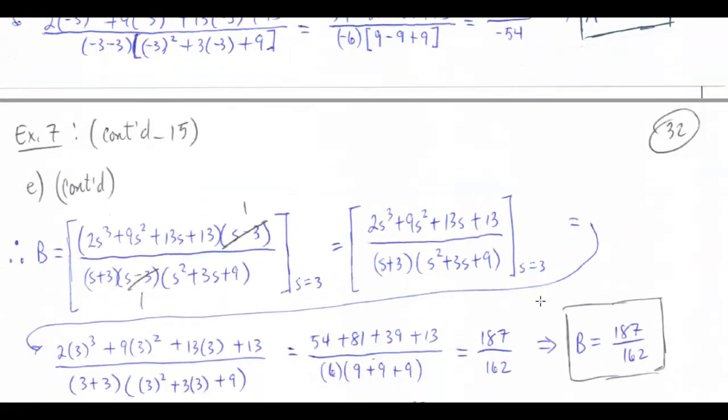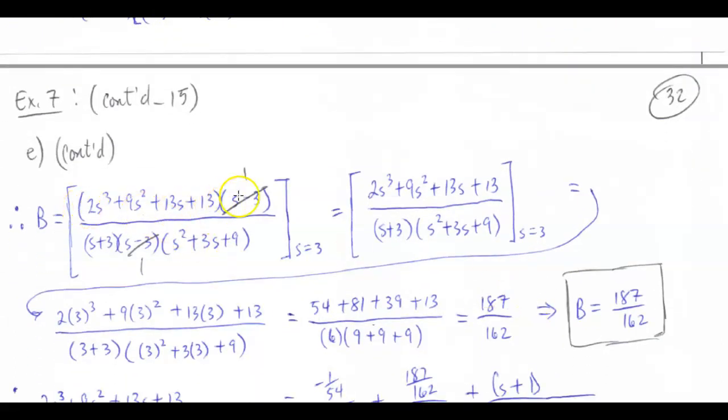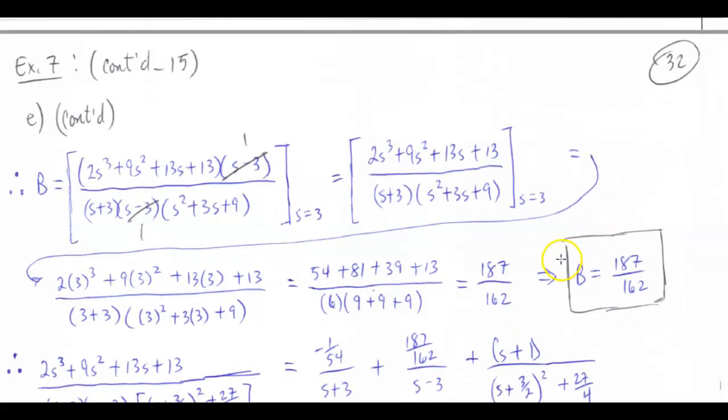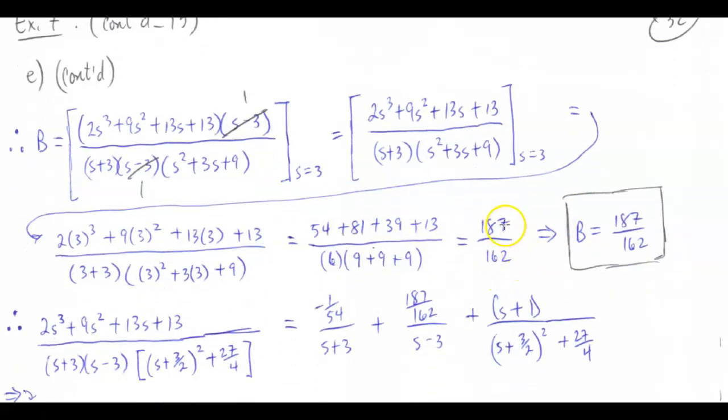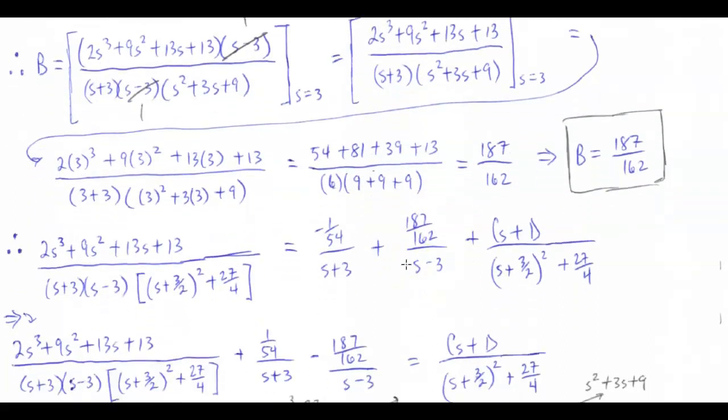So we do the same thing for B. Of course, s minus 3 was the denominator for the B term in the partial fraction expansion, so get rid of that. Everything that the B term didn't have for the denominator, we keep, and evaluate it at the value that the B denominator would have had to be able to go to 0. Then of course plug in all the numbers, do the number crunching, and we get 187 over 162 for B.